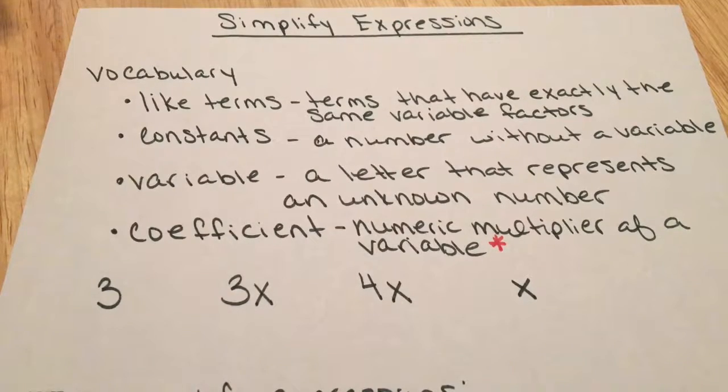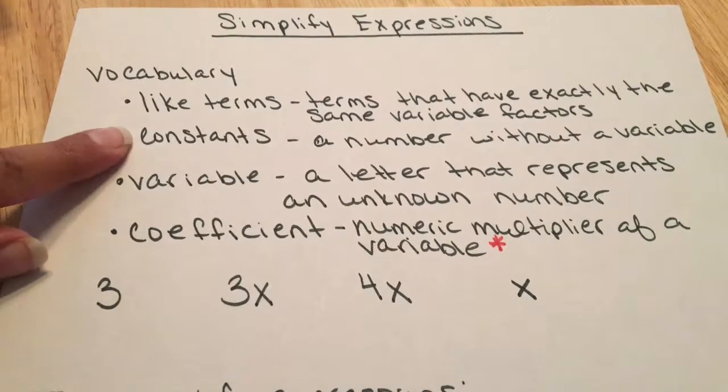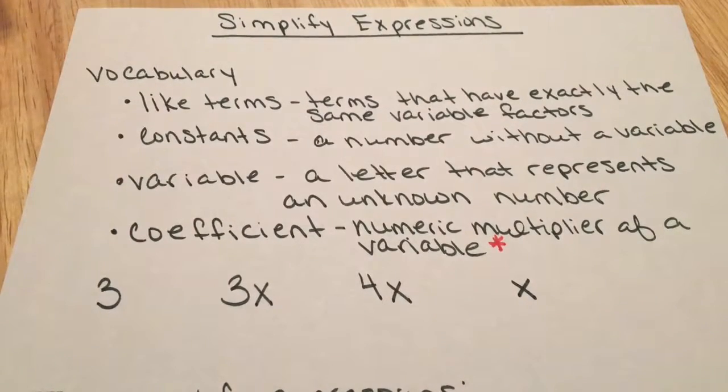Okay, then we have constants, and a constant is a number without a variable. So again, if we look down here at the bottom, 3 is going to be our constant. It doesn't have a variable. It's just the numbers that we're used to seeing.